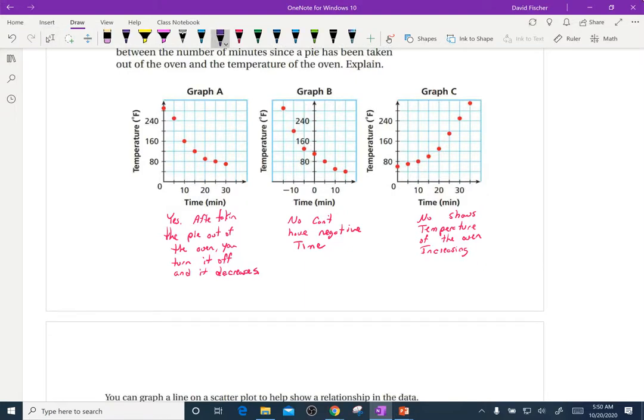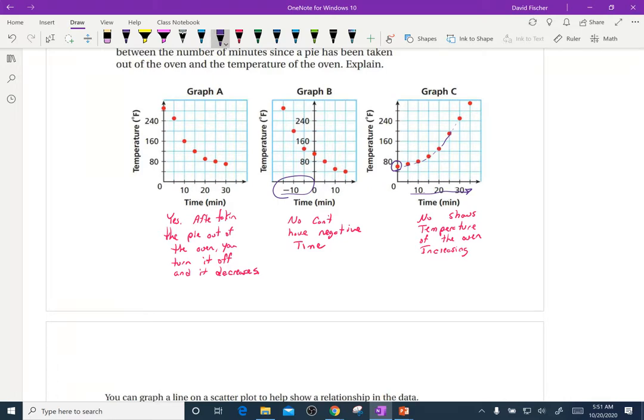First, letter B, I said, no, you can't because you have a negative time here again. So that's pretty definite. Anything that deals with time on the horizontal axis, that's kind of our go-to answer there. On C, this one says the temperature of the oven is 80 degrees, and after you take a pie out of the oven, you usually turn the oven off, and so this one shows the oven still warming up. It's getting hotter as time is going along here.